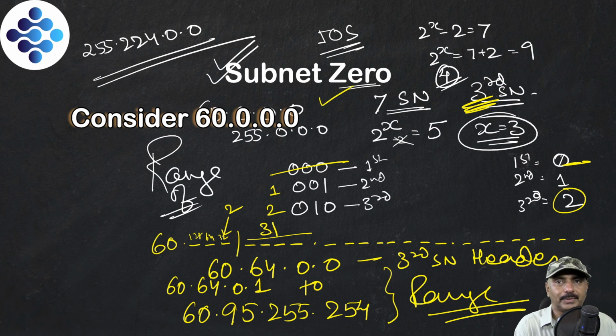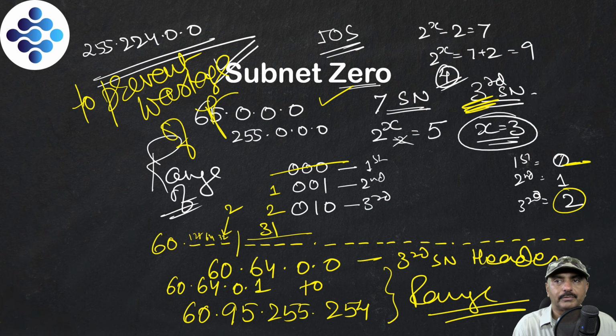The function of subnet 0 is to prevent wastage of IP addresses. Wastage of IP addresses. So that's the purpose.